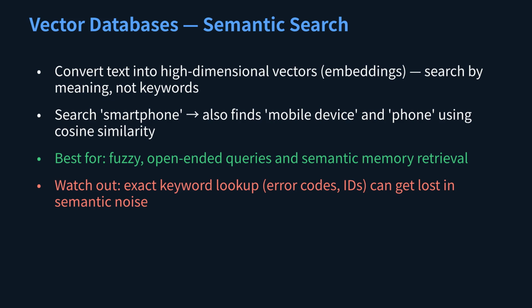The first is vector databases. These systems, like Pinecone or Milvus, convert text into high-dimensional numbers called embeddings. When you search, you are not looking for exact keywords. You are finding the closest meaning. So if you search for smartphone, it will also find phone and mobile device. The strength is fuzzy, semantic search. The weakness is that exact keyword lookups, like error codes or specific IDs, can actually get lost in the noise.